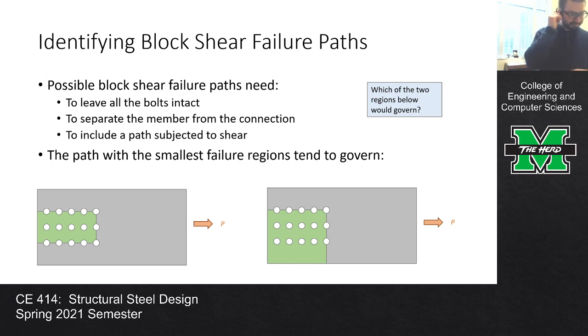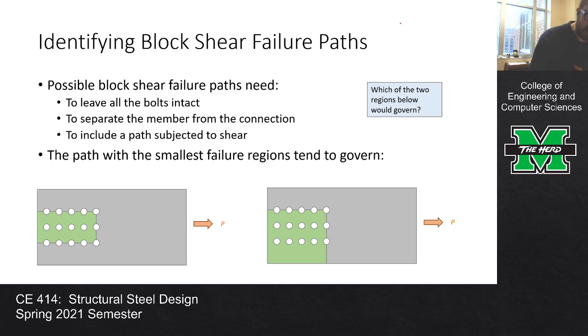All right. So one of the things I had mentioned in the earlier part is that you might need to identify multiple potential paths. Like, for example, on this plate, you could have this central block rip out. You could also have the block over here on the right rip out. Now, when I investigate block shear paths, what I want are paths that leave all the bolts intact, that completely separate the member from the connection, and they have to include a path that's subjected to shear.